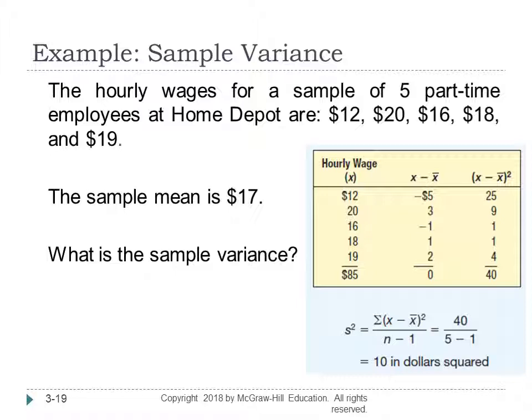S squared is the sum of the square of the deviations, which you already calculated in the table, equal to 40, divided by n minus 1. n is equal to 5, so we're dividing by 5 minus 1. 40 divided by 4 is equal to 10. The variance for this set is equal to $10 squared.